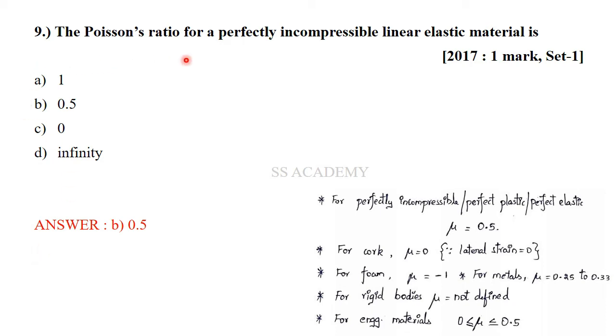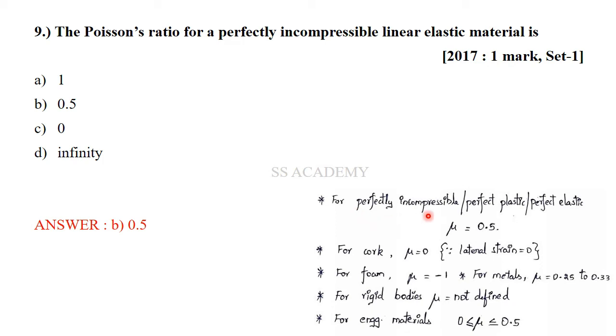The Poisson's ratio for a perfectly incompressible linear elastic material is... They have given the options, and this question was asked in GATE 2017, 1 mark, set 1. Let us know the different conditions where we will be having different Poisson's ratio.